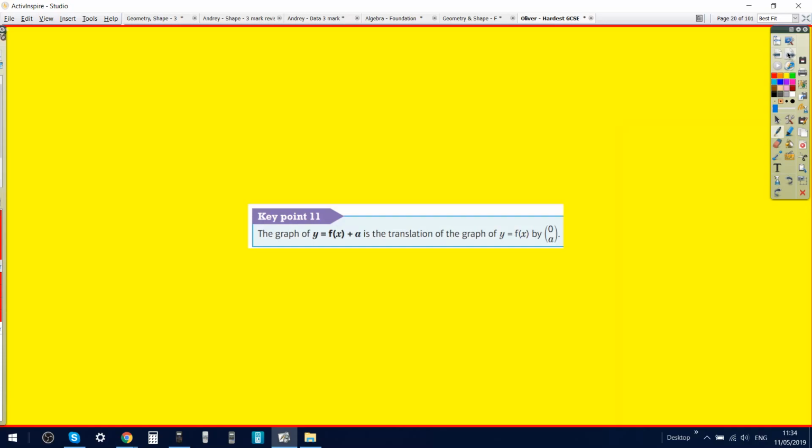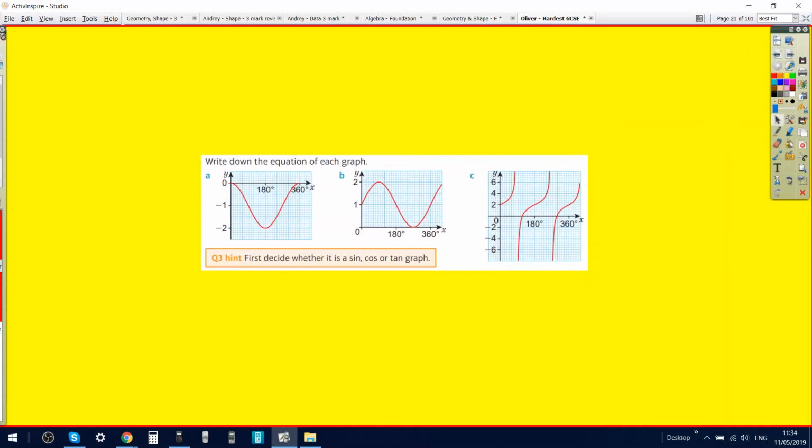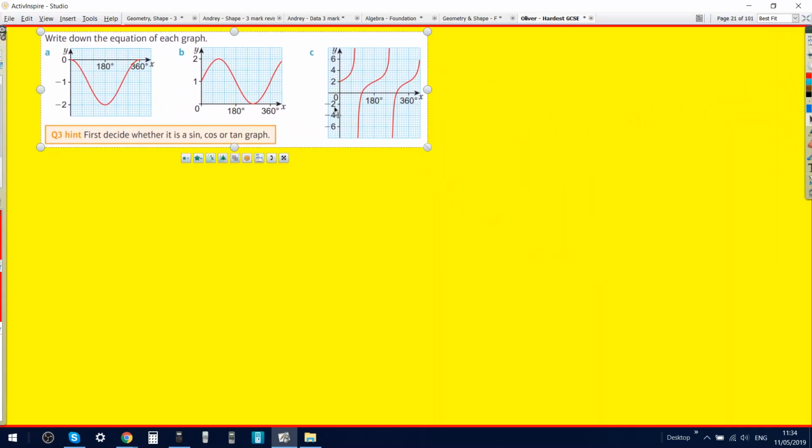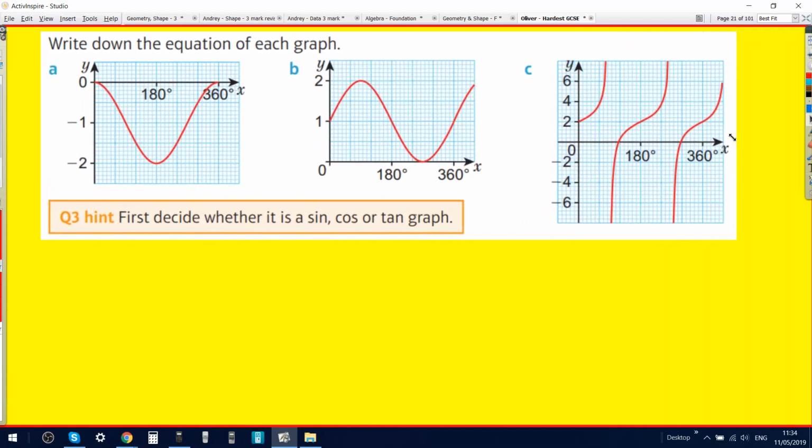Okay. All right. Okay, the equation of each of these graphs. So what type of graph is it? And write down its equation.